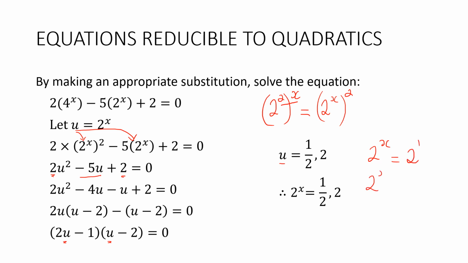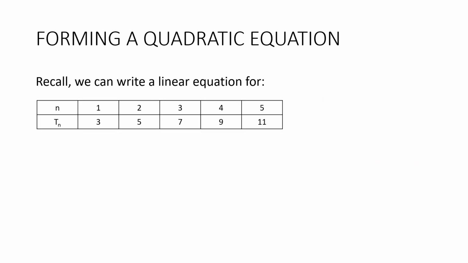But if 2 to the power of x is equal to a half, what is that? How do I write this as a power of 2? Do you remember? It's negative 1, isn't it? So our answers, x is equal to 1 and negative 1. Okay, last thing, I promise.